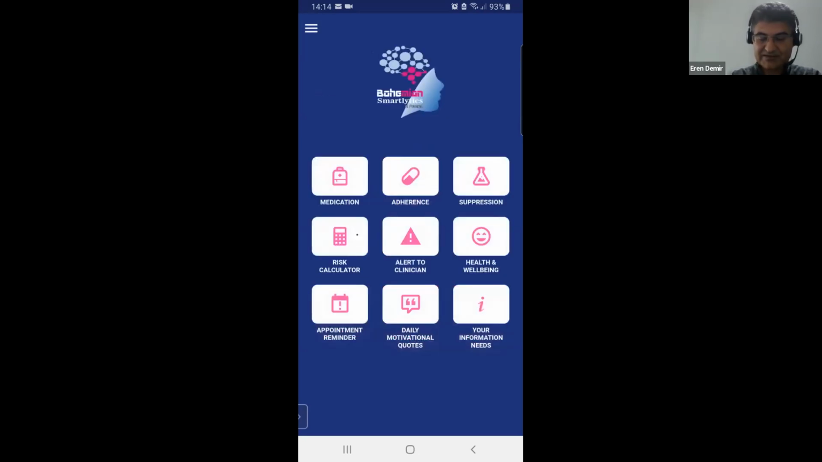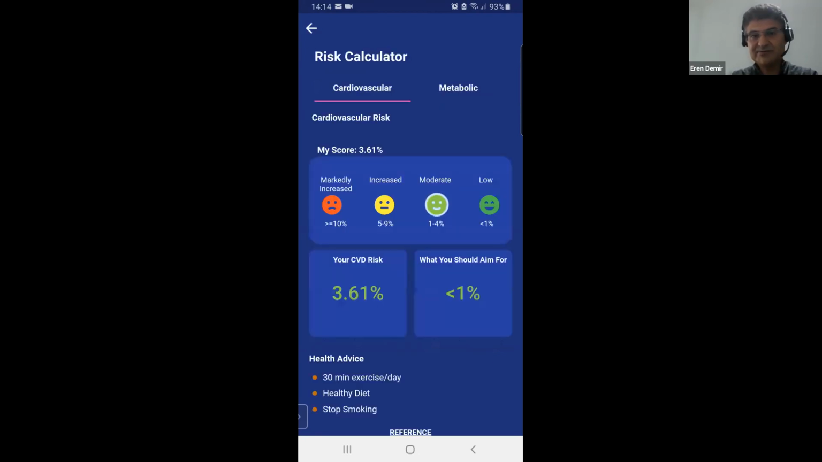There's a risk calculator. I mentioned earlier that people living with HIV are at elevated risk of certain comorbidities, and cardiovascular risk and diabetes are amongst them. So we've got an algorithm that predicts your risk of cardiovascular disease. In this case, it's 3.61%, which is a moderate risk, 1 to 4%. It's not too high, but I should be aiming for less than 1%.